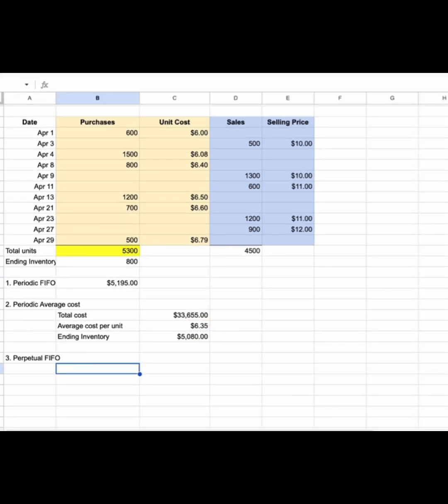Under the perpetual FIFO, inventory records are updated after every sale, but the ending result here is the same as $5,375 because FIFO always assumes the earliest costs are sold first.